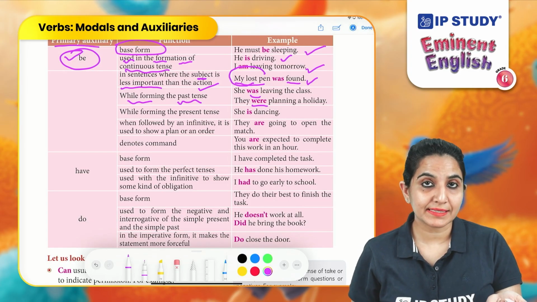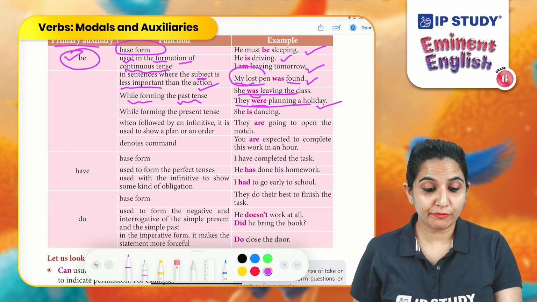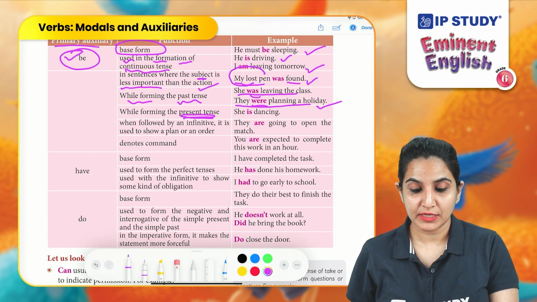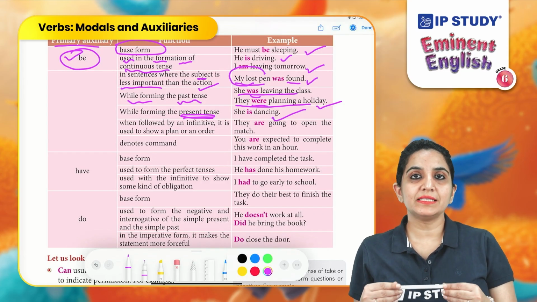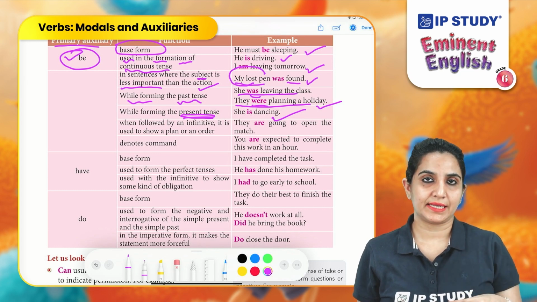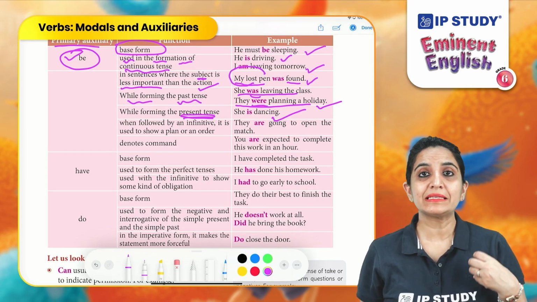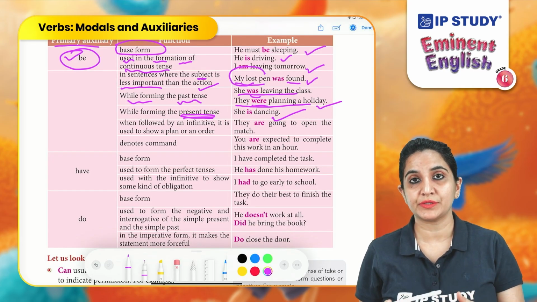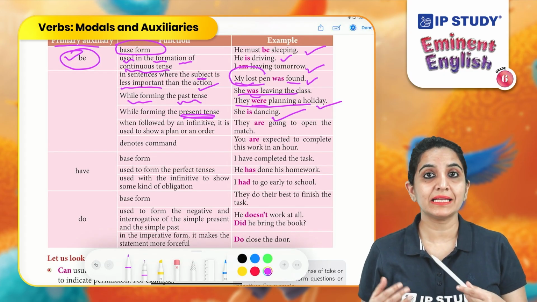So the sentences can be: she was leaving the class, they were planning a holiday. Now while forming the present tense, she is dancing, right? So is mainly used when you're forming sentences in the present tense. Was and were are used when you're forming sentences in the past tense. When you're forming sentences in the present continuous tense, you mainly use verbs like am and is.